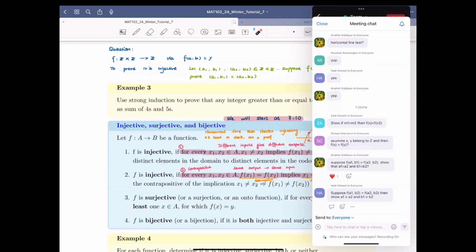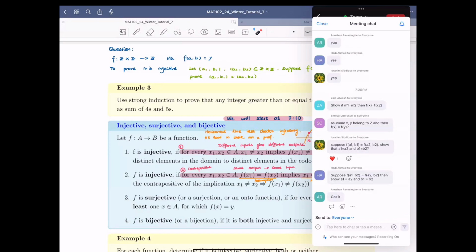Is this clear? So you guys see, this is basically your x1. This is your x2. So keep in mind, your domain doesn't have to be one set. It can be a Cartesian product, where you need to understand what the elements inside look like. Okay, is this clear? Got it? Everyone's clear about this?